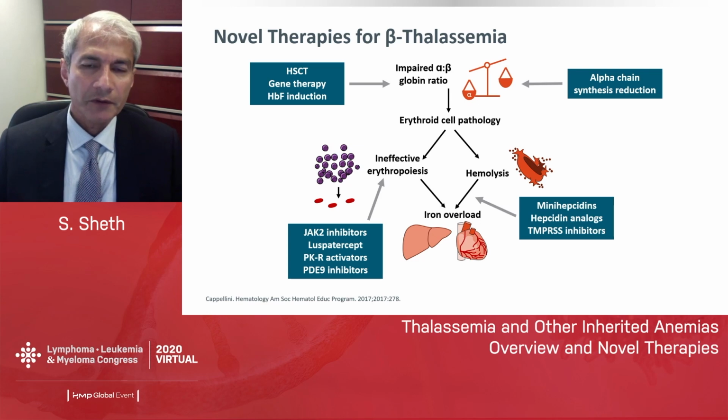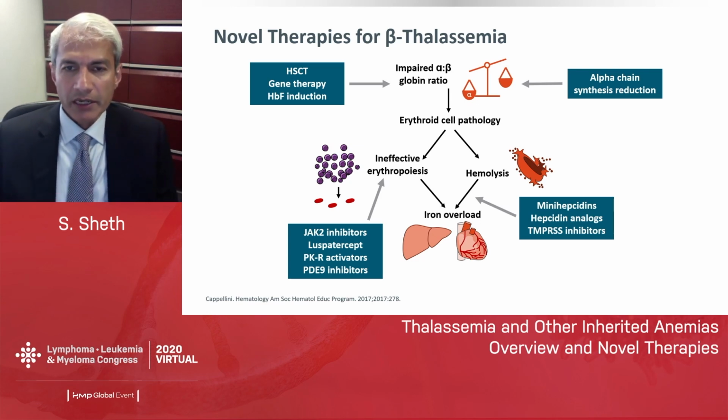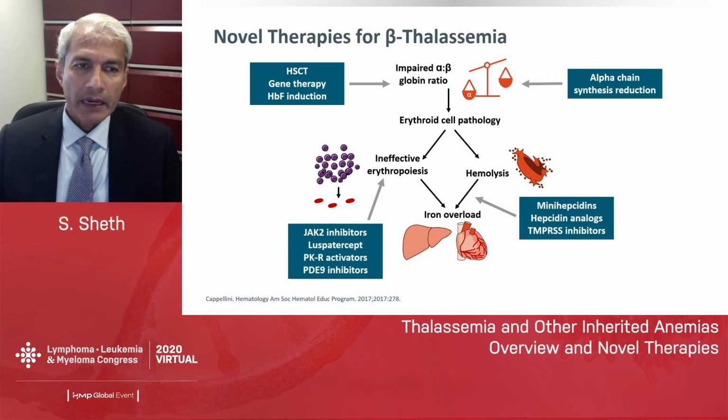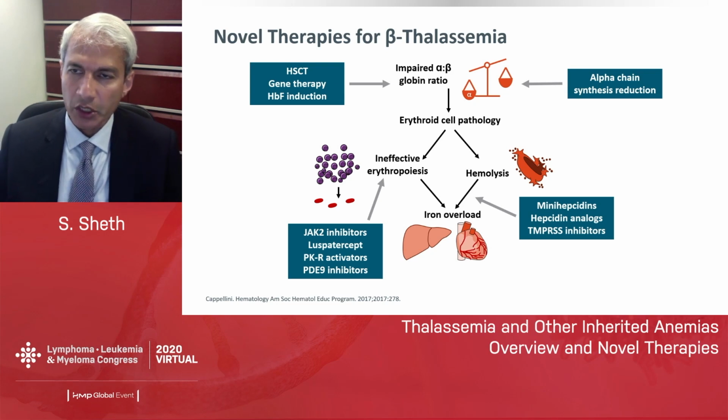So neotherapies for beta thalassemia can be summarized in this slide. And I'm not going to talk about stem cell transplant or gene therapy because that's something that you've already heard about. I'm going to focus mostly on this area here and this area here. So essentially, you have ways of affecting ineffective erythropoiesis. We won't talk about the JAK2 inhibitors because that trial did not have a positive outcome. We'll talk mostly about luspatercept.